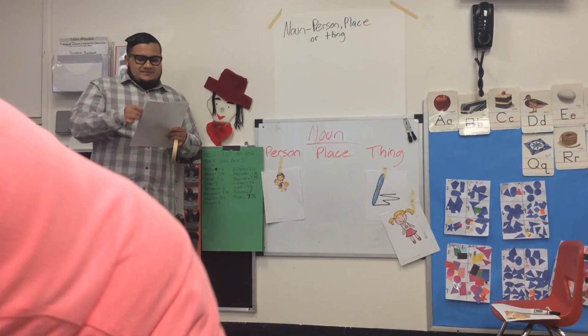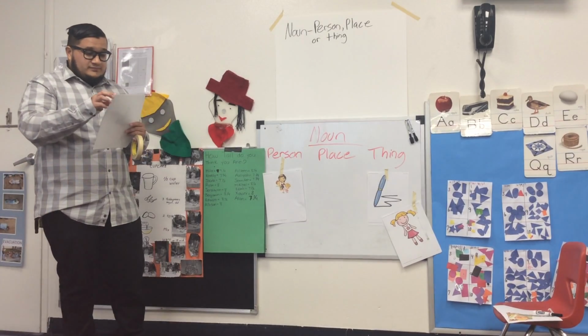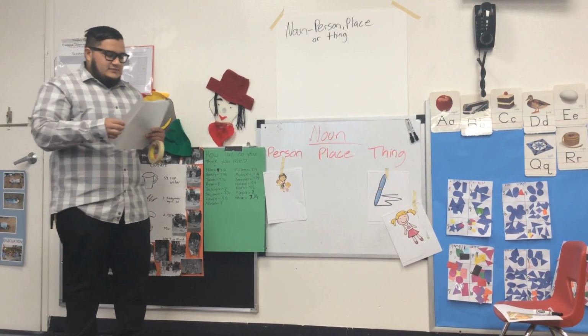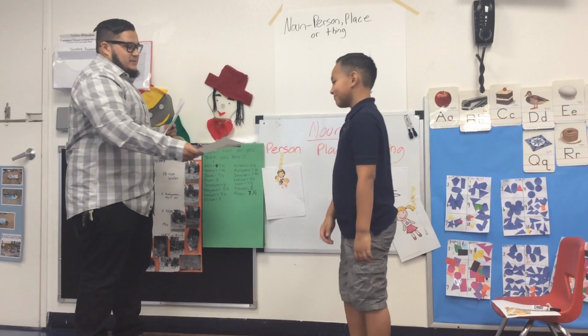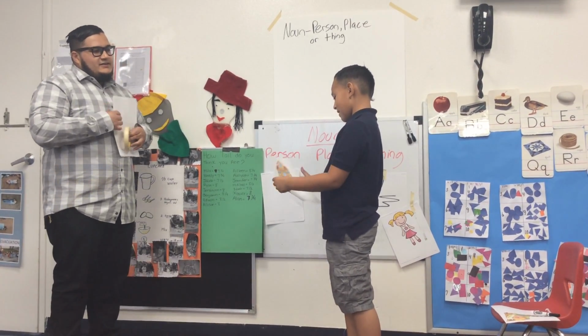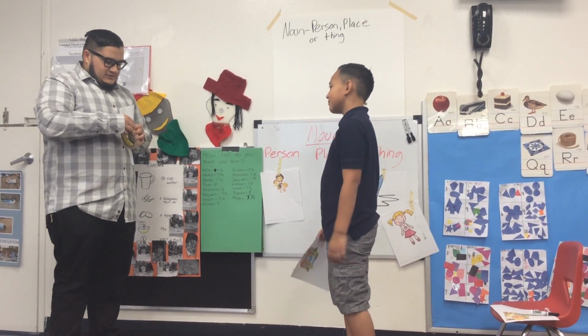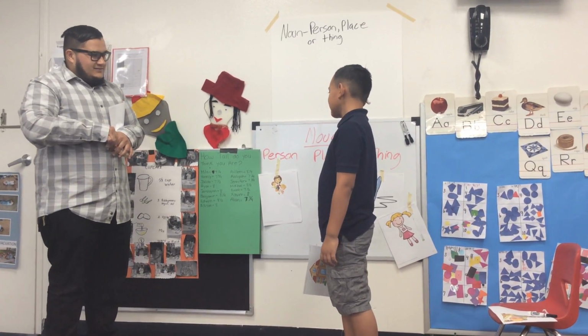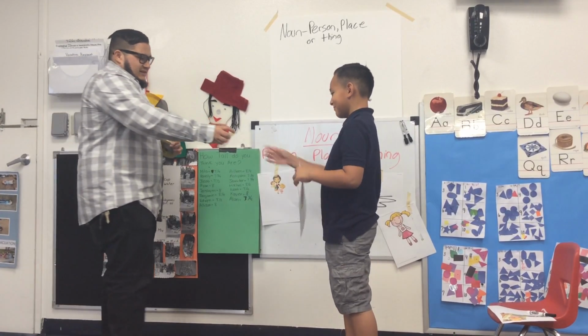All right, Z, come back up. Where would you put this picture? Okay. A place. What is it though? What do you have in your hand? It's a school. Where are you right now? I am at school. You are at a school. Good job.